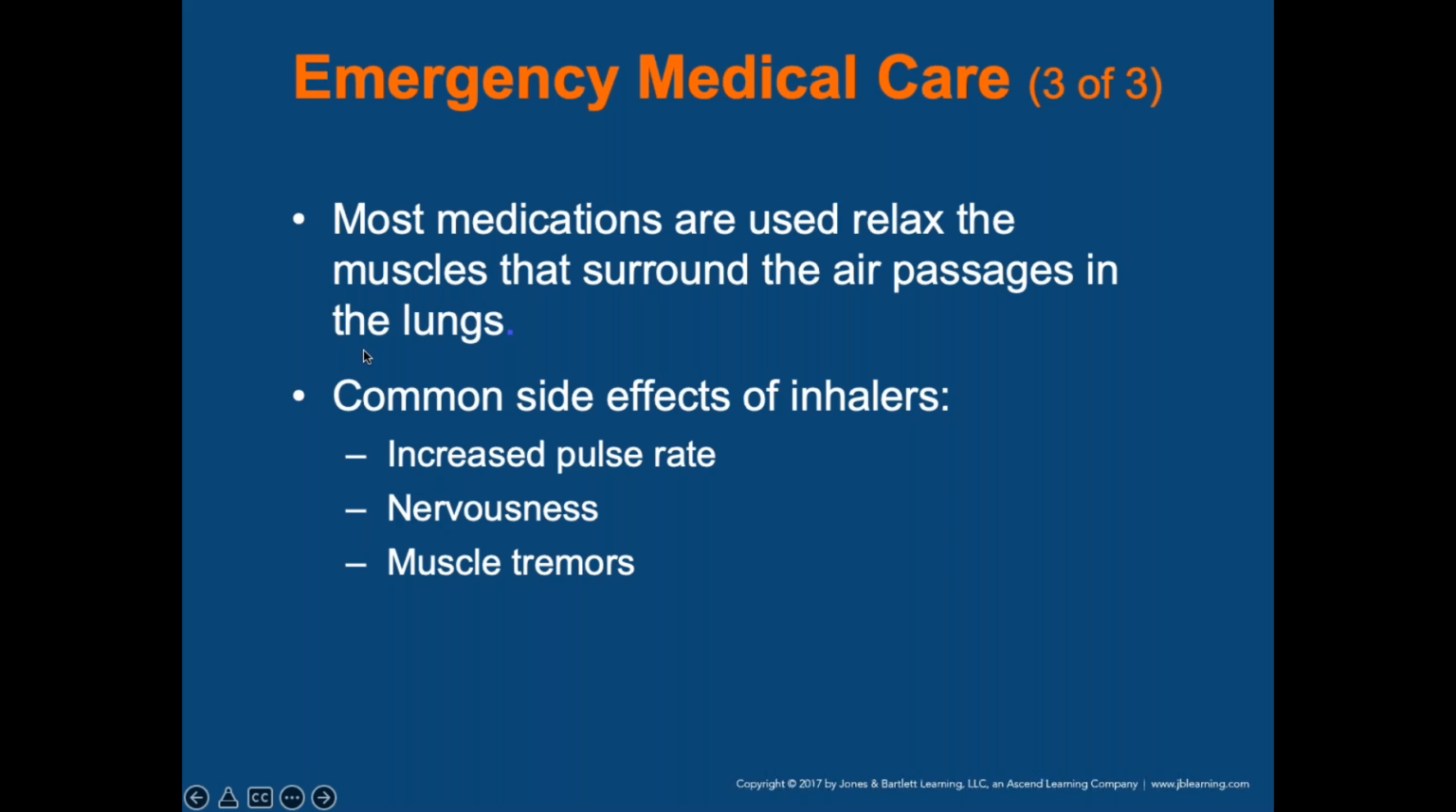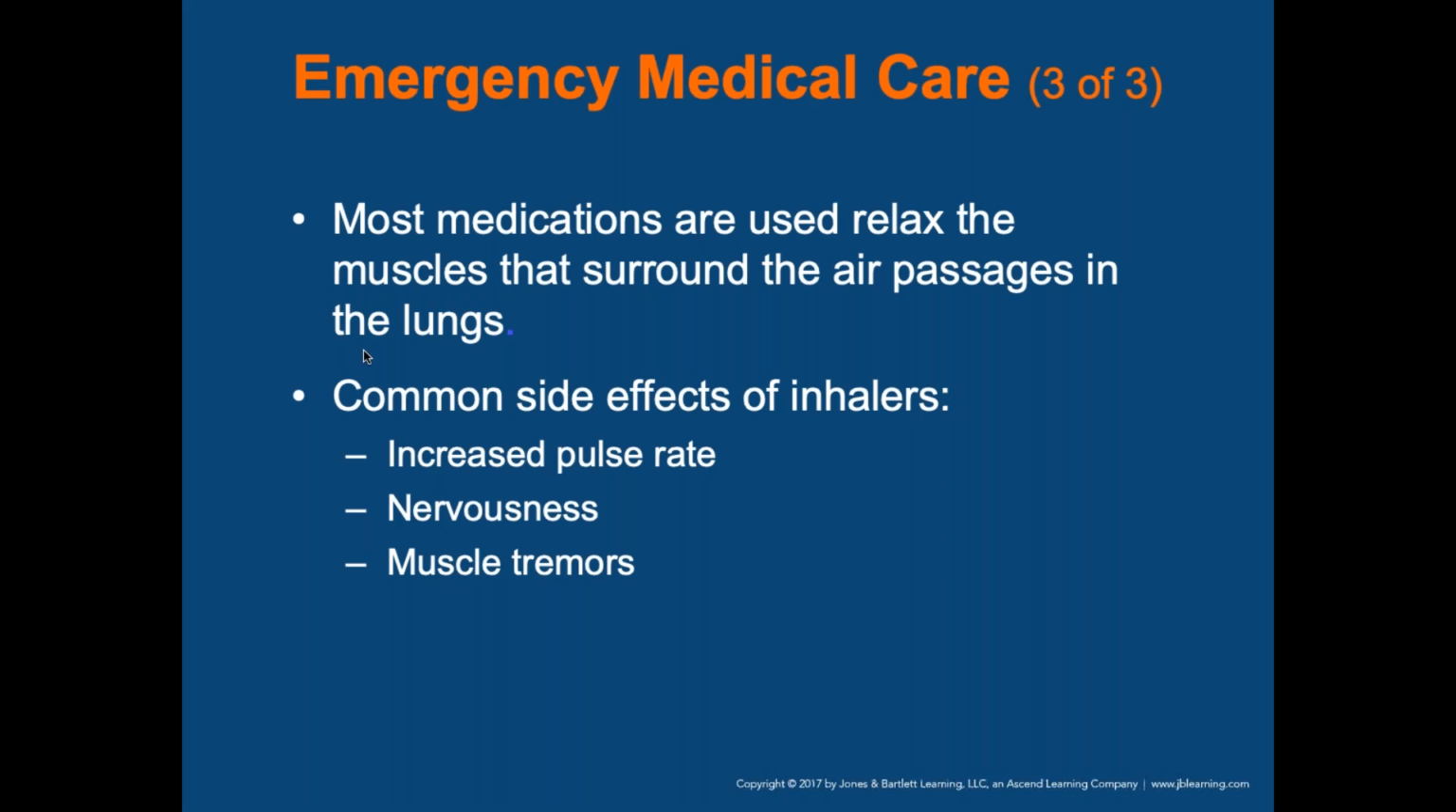Most medications are used to relax the muscles that surround the air passages in the lungs. All right, so we have albuterol, for example, or DuoNeb. We have the ipratropium part of it, which is a steroid. And we also have the albuterol part of it, which is going to be our bronchodilator. It's going to help relax and cause bronchial dilation.